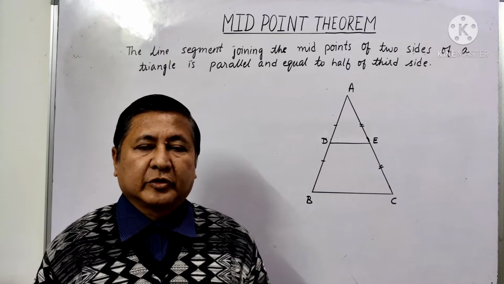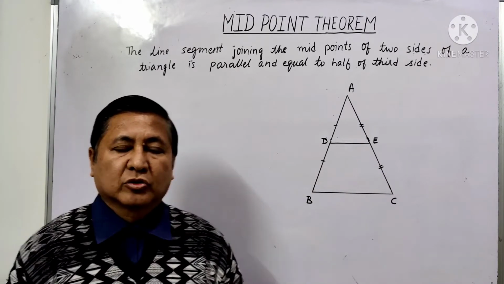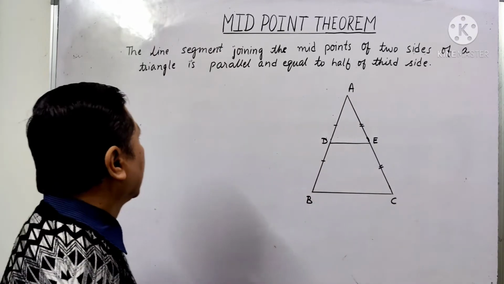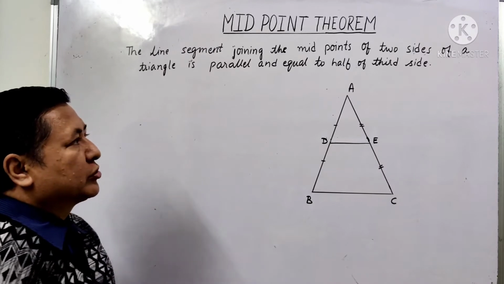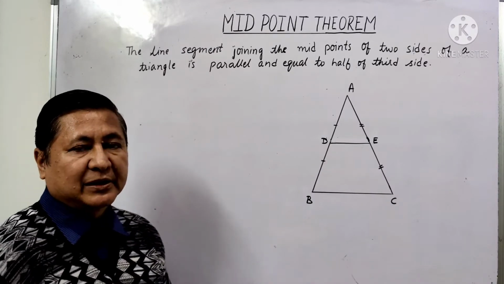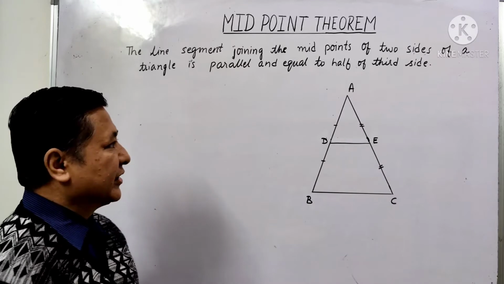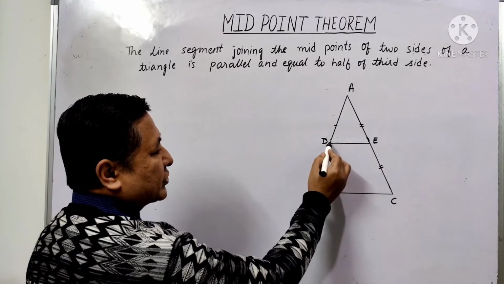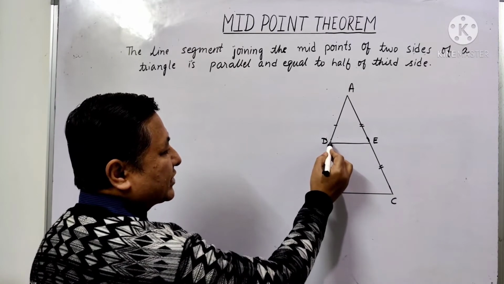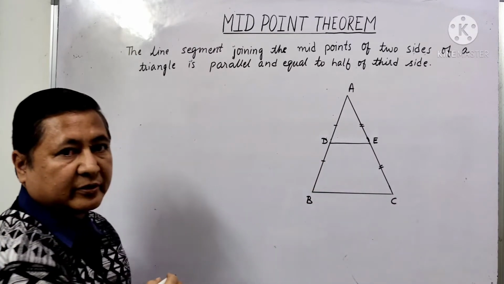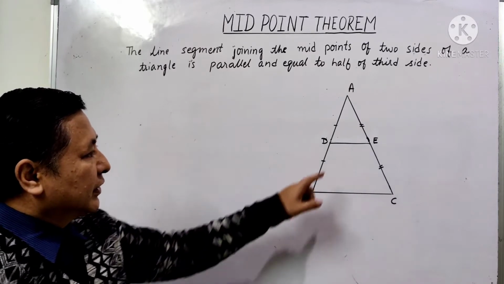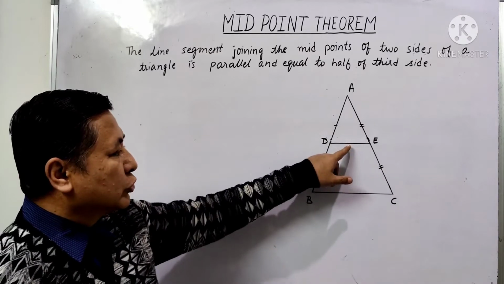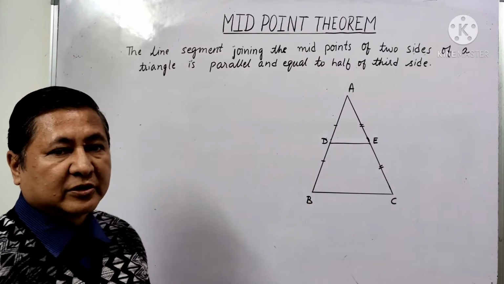Hello students, today we are going to solve the question based on the midpoint theorem. Now let us understand what is the meaning of midpoint theorem. The line segment joining the midpoints of two sides of a triangle is parallel and equal to half of the third side. That means D and E are midpoints. So when we join the line segment joining the midpoints of two sides of a triangle, then this line segment will be parallel to the third side and also it will be equal to half of the third side.